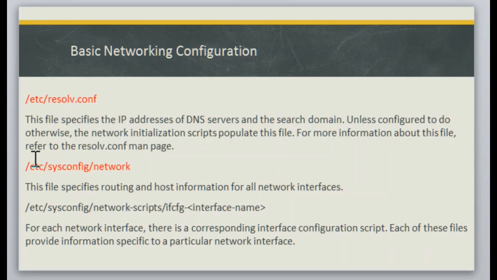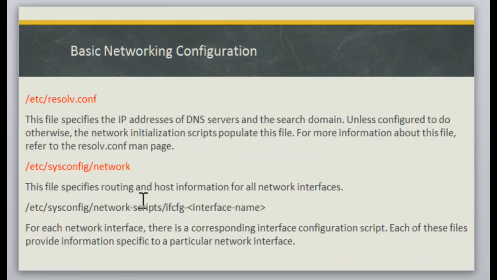Okay. Next, we have /etc/sysconfig/network. This file contains specific routing and host information for all network interfaces. Then /etc/sysconfig/network-scripts/ifcfg-, followed by the interface name, is where you'll actually see the interfaces. So you're going to see a lot of files underneath this directory here, and they're all going to end with a different interface name. These are all different interfaces we have for the different switches and routers that we have set up.